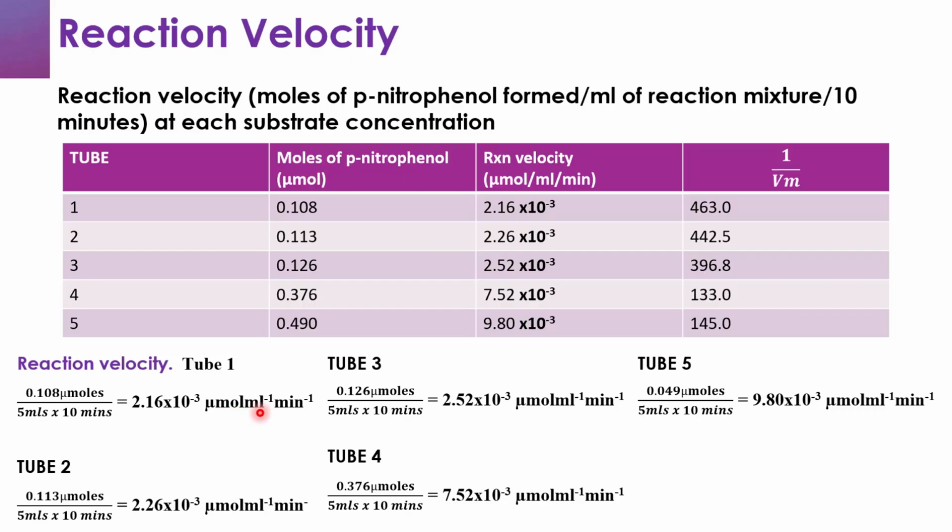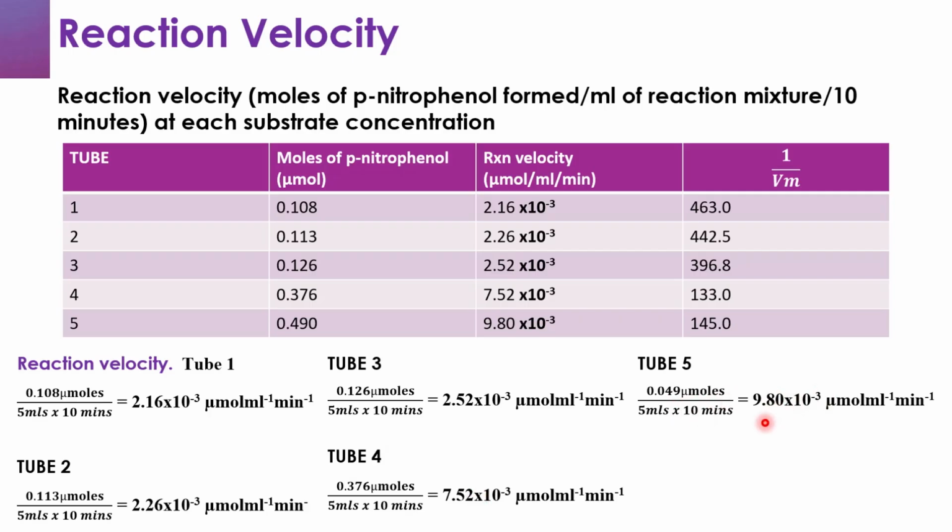ml per minute. So for the second test tube also, we know the moles hydrolyzed to be 0.113 micromoles, divided by the volume of the reaction mixture times the 10 minutes of incubation. We also get this. So for the third test tube, we are getting this. For the fourth test tube, we are getting this, and for the fifth test tube, we are getting this.